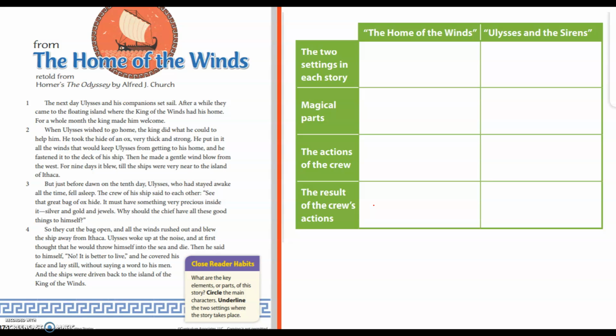We're going to read The Home of the Winds together, and then you're going to read a story on your own. So this is called The Home of the Winds.